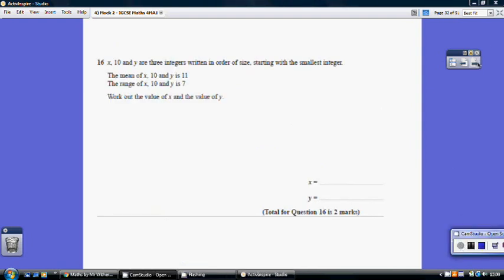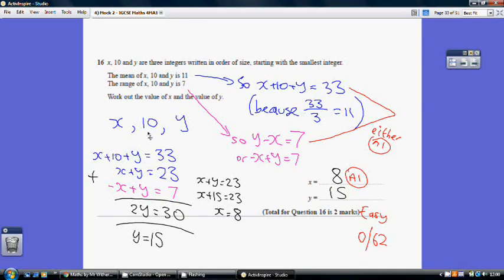Question 16. I think this is quite a tough question really. So, first of all, what are we told? We're told that the mean of x, 10 and y is 11. So x plus 10 plus y, when added together, must give us 33, because the total of these numbers divided by the number of numbers, which is 3, has got to equal 11. So these 3 have got to add up to 33.